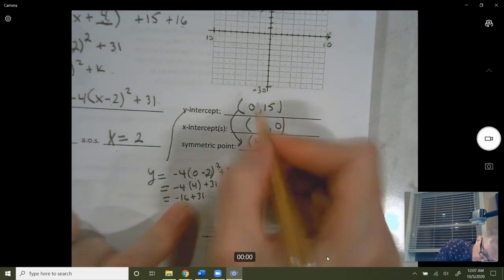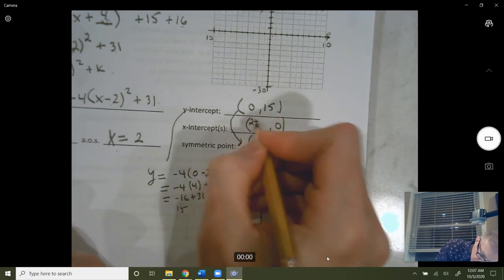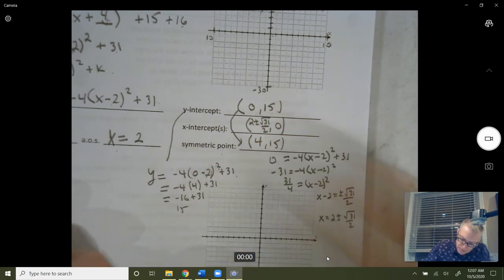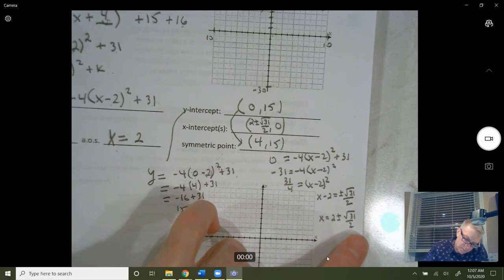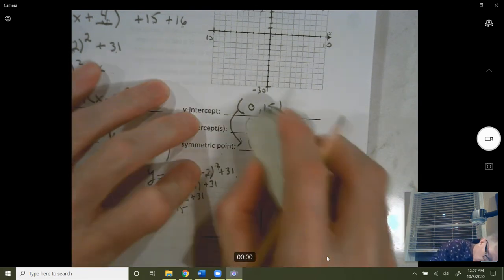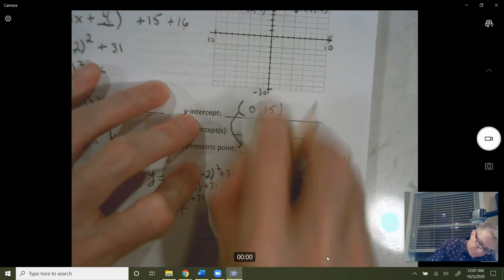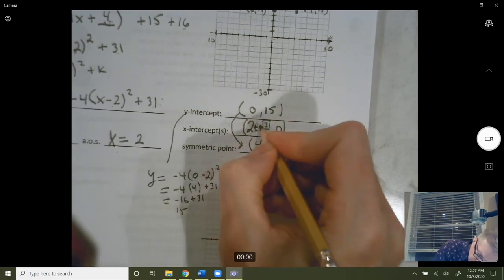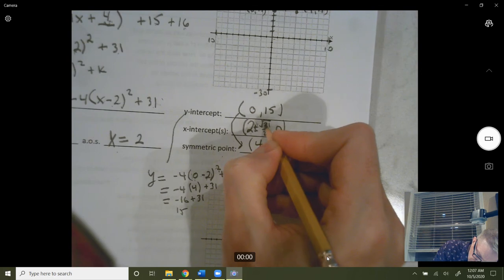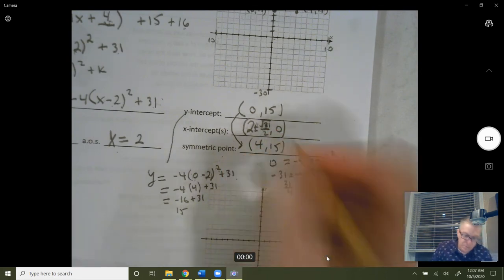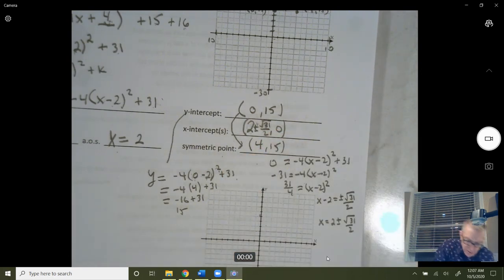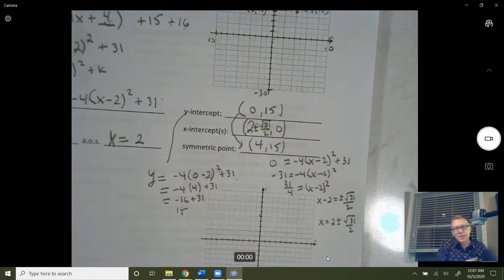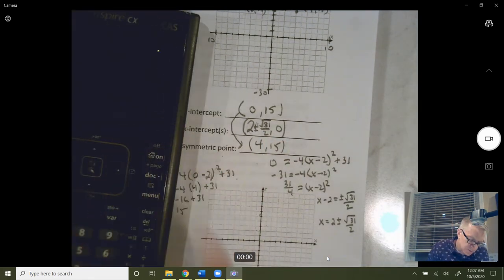Okay, we can write that all together. 2 plus or minus square root of 31 over 2. Just the 31 is over 2. The 2 is not. So let's make that a little more clear. 2 plus or minus. Now let's make sure these values make sense. How much is 2 plus root 31 over 2 and 2 minus root 31 over 2? I don't know. Let's plug it in the calculator, see what happens.